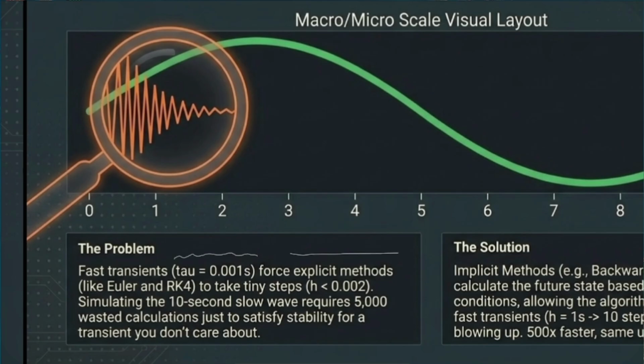This one supports explicit methods, like Euler, and RK4 actually was a method that I somehow got rid of, but you can search the internet; it is another method like Euler in order to linearize your system. It's good to know that. At this point, this factor forces us to choose h as 0.002. So for the simulation, it means that a 10-second slow wave requires 5,000 wasted calculations just to satisfy stability, for what? For the transient that you don't care about.